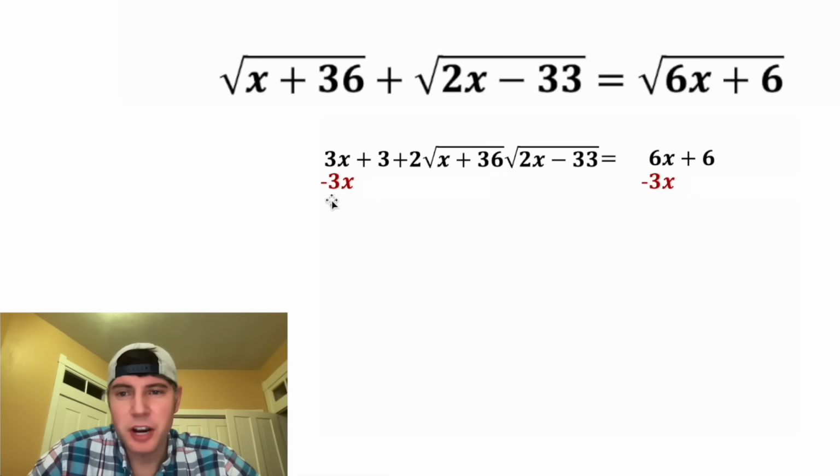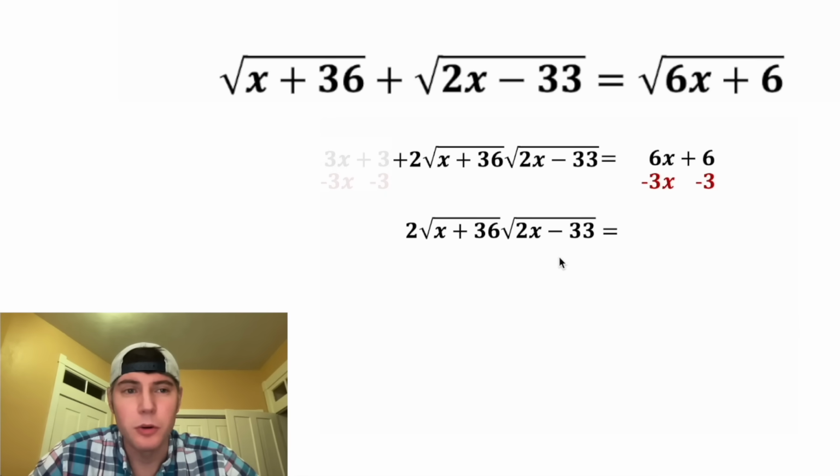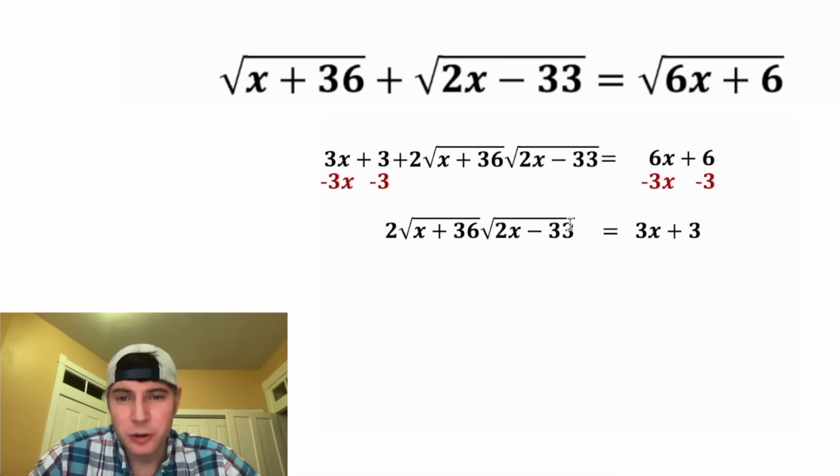And next we can subtract 3x from both sides and subtract 3 from both sides. These are going to cancel out, so on the left-hand side we just have 2 times this whole mess. And on the right-hand side, 6x minus 3x is 3x, and 6 minus 3 is positive 3. And from here, in order to get rid of these square roots, we can square both sides of the equation.